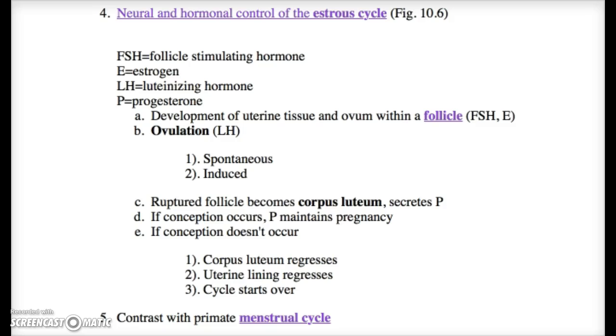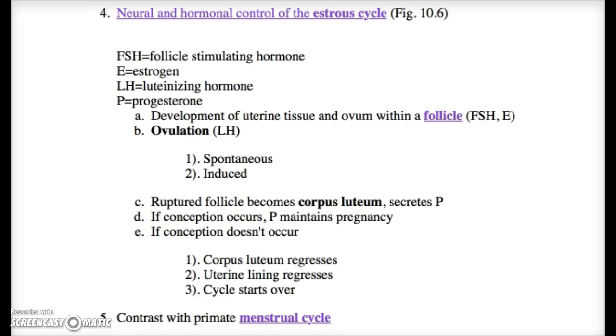The cycle consists of increases and decreases in the concentrations of a bunch of different hormones. So we're going to use abbreviations some of the time in the diagrams that I'm going to show you. And just to go over some of these so that you're familiar with them, the four hormones that we're mainly going to be following are follicle stimulating hormone, abbreviated FSH, estrogen, abbreviated with the letter E, luteinizing hormone, abbreviated LH, and progesterone, abbreviated P.